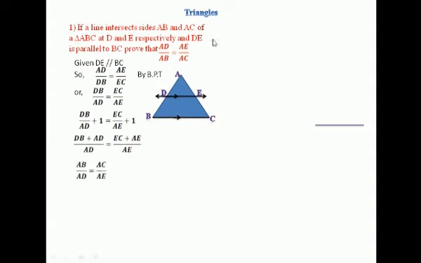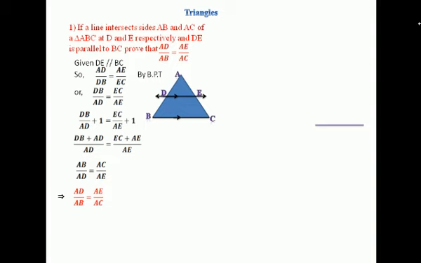So observe this figure. DB plus AD gives AB here, and AE plus CE gives the total length AC. Therefore AB by AD is equal to AC by AE. So take the reciprocal of the ratio, we get the proof, that is AD by AB is equal to AE by AC. In this way we can prove such problems. So you have to understand the problem clearly first, what is given and what we have to prove. Then only it is very easy to apply the BPT here.